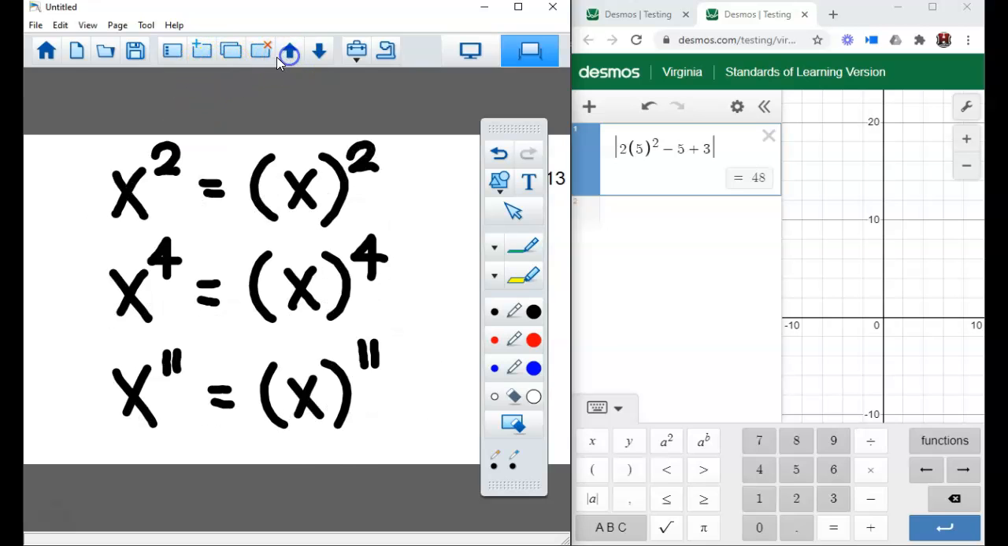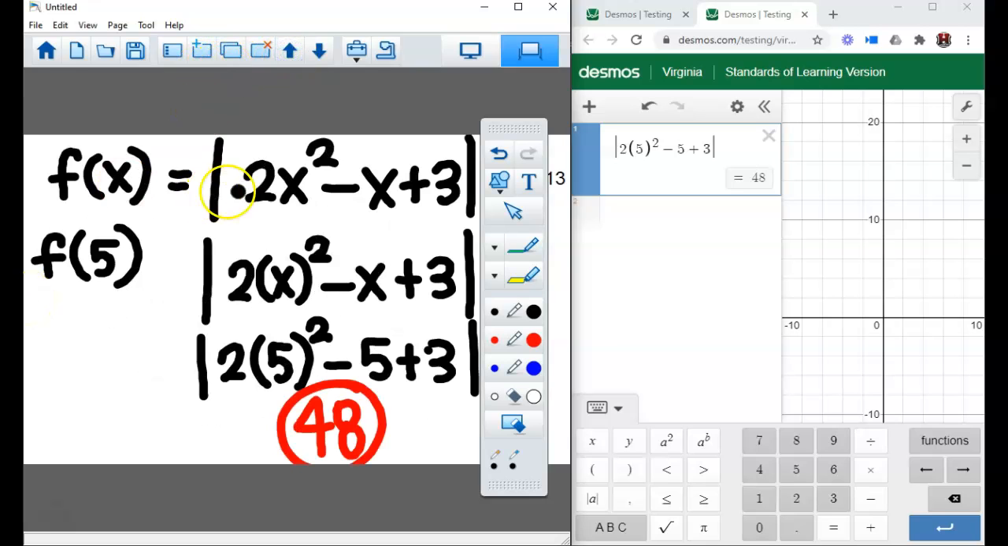So rewrite the rule. Let me go back to one of our examples. Take the rule they gave you, rewrite it inserting the parentheses that are needed, and then take this number and plug it in for the x's. And then you type that into the calculator exactly the way you see it.